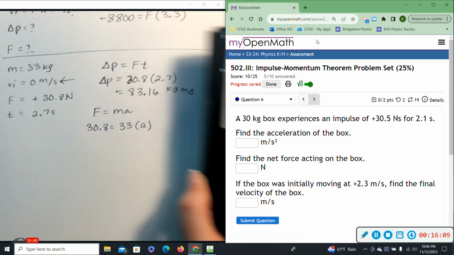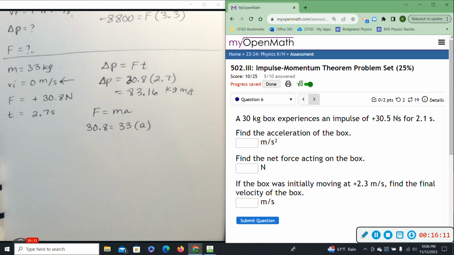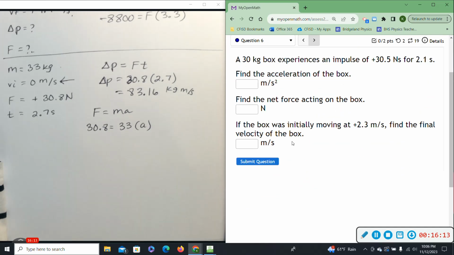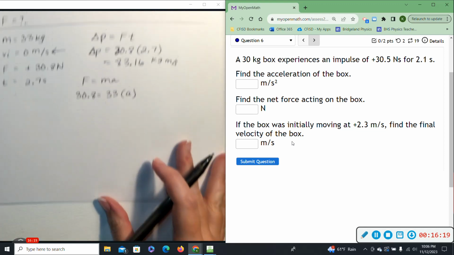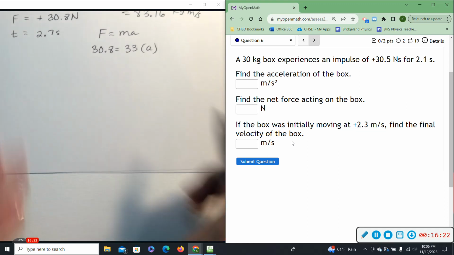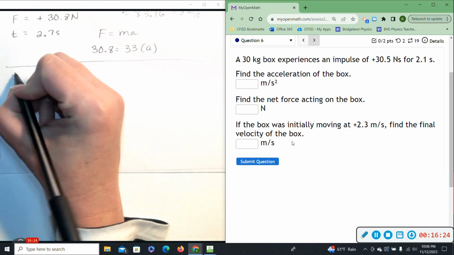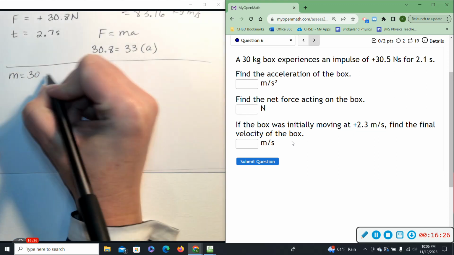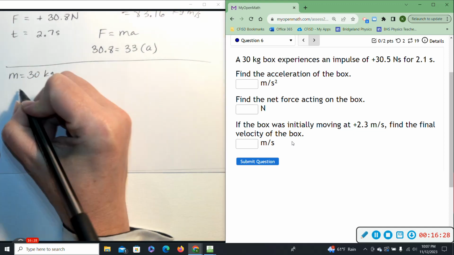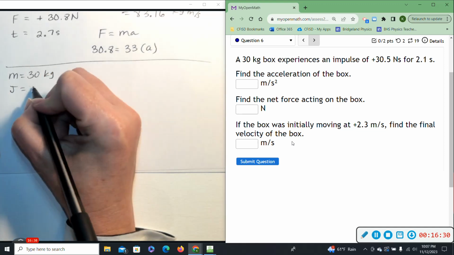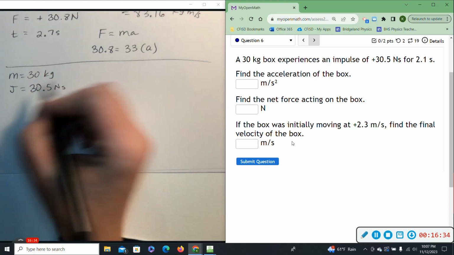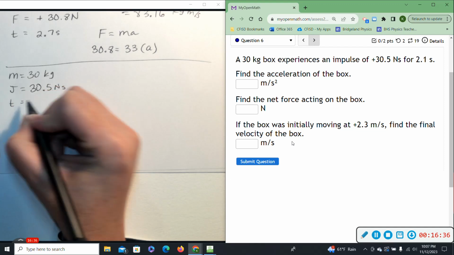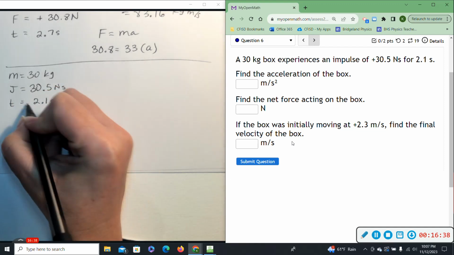Question number 6 says, a 30 kilogram box experiences an impulse of 30.5 Newton seconds for 2.1 seconds. So let's go ahead and see what we can label. We have a mass of 30 kilograms. We have an impulse of 30.5 Newton seconds. We have a time of 2.1 seconds.